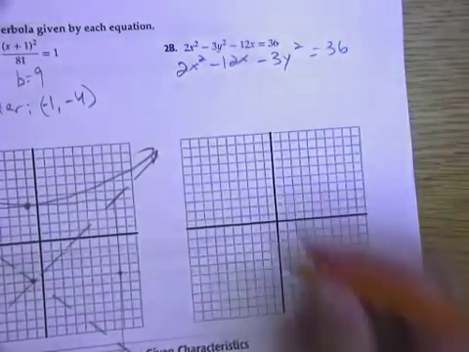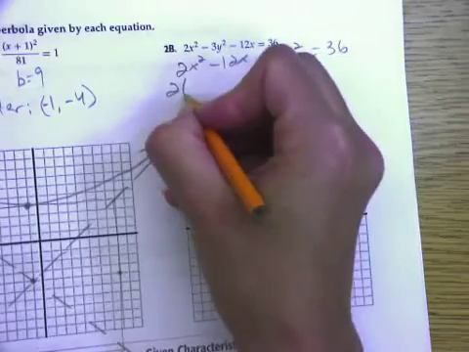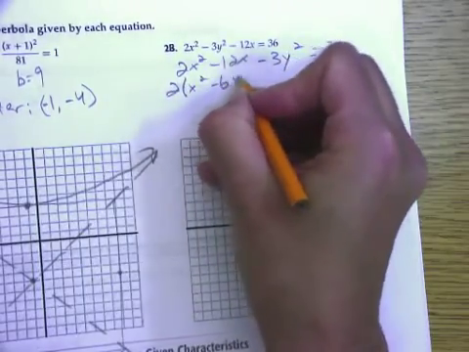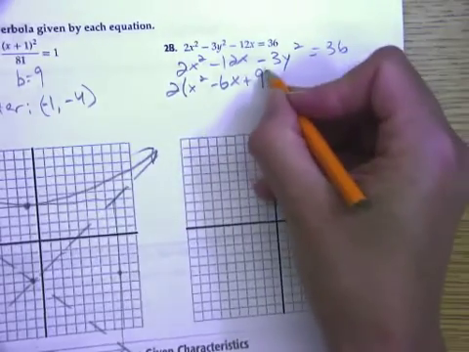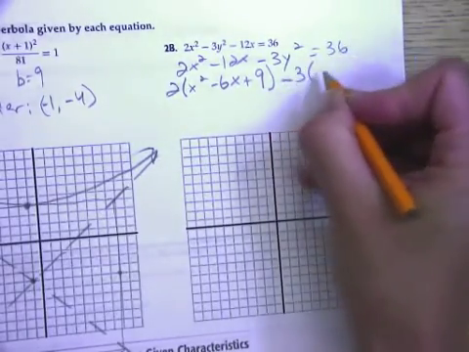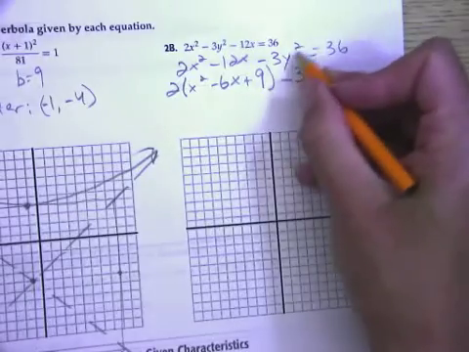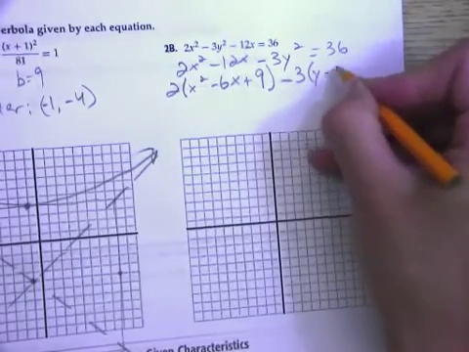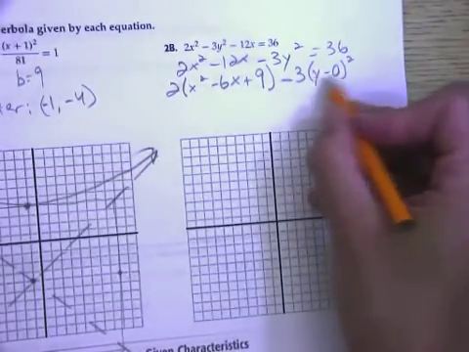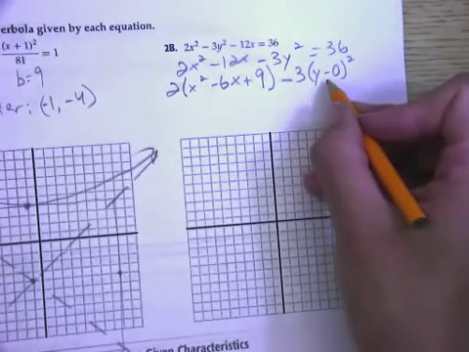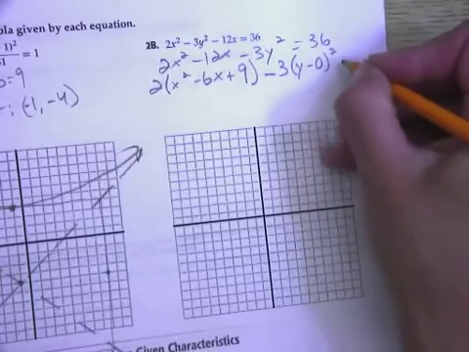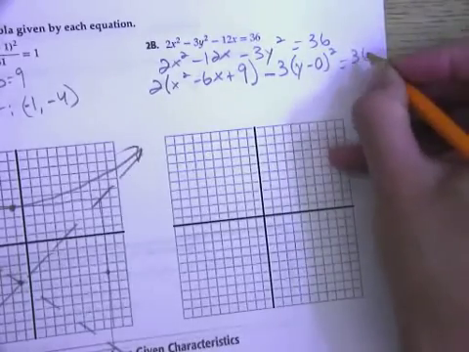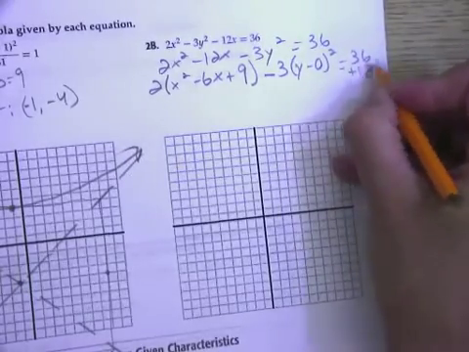Part B, once again, it's not in standard form. Got to get it in standard form. 2x squared minus 12x, get my x stuff together, minus 3y squared equal to 36. I'm going to factor a 2 out of this and complete the square. Since there's no just y term, I don't need to complete the square.